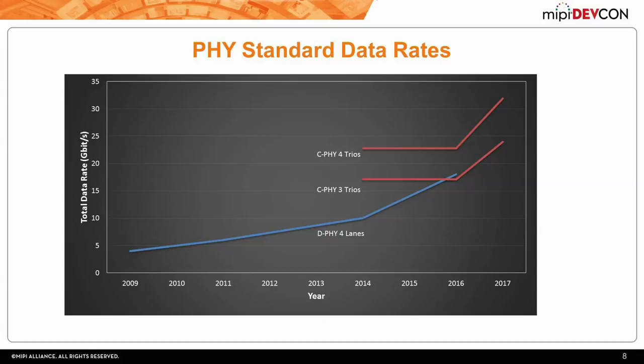For the C-PHY, it started later, but had a speed advantage because of the multiplier. By the end of this year, beginning of next year, it's going to be going to 3.5 gig. So this shows a three trio. This is four trio. Most of the applications we see now are three trio.